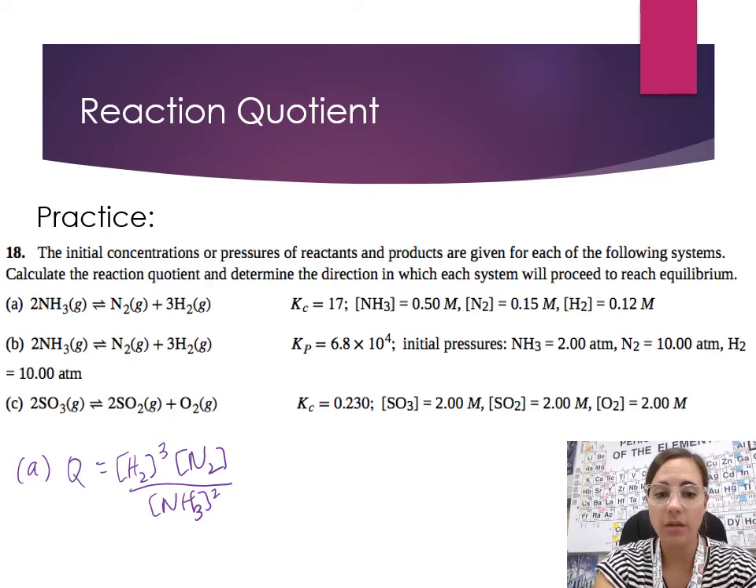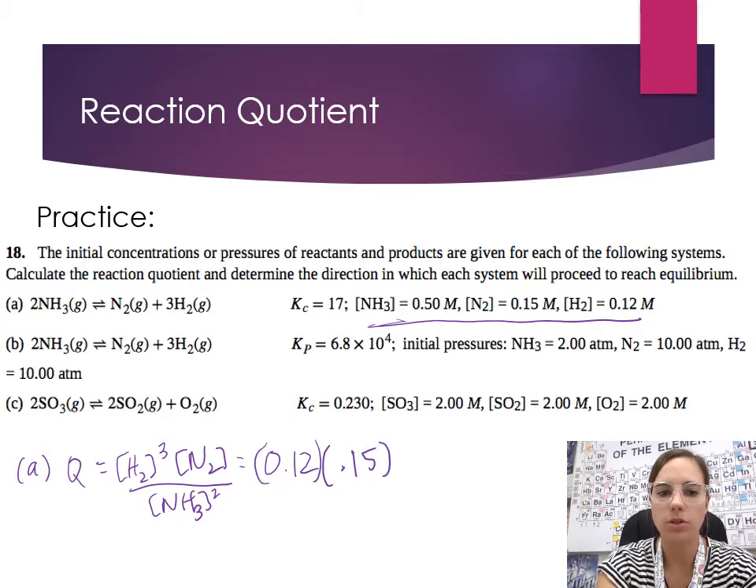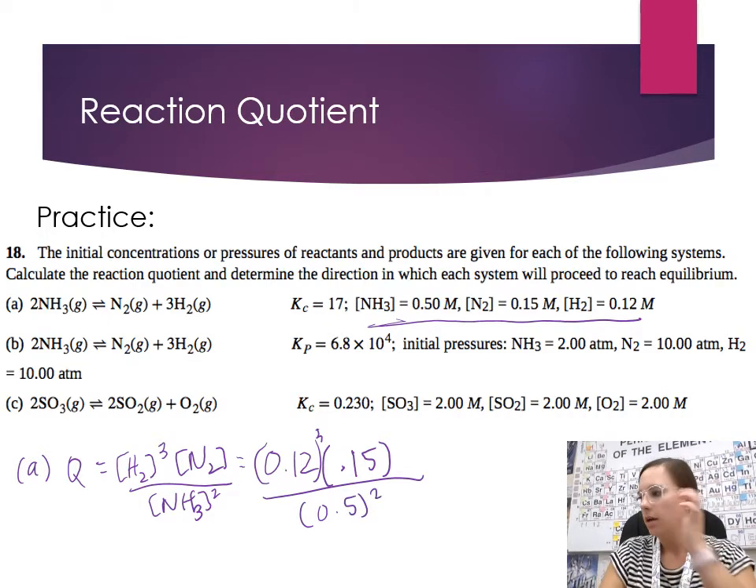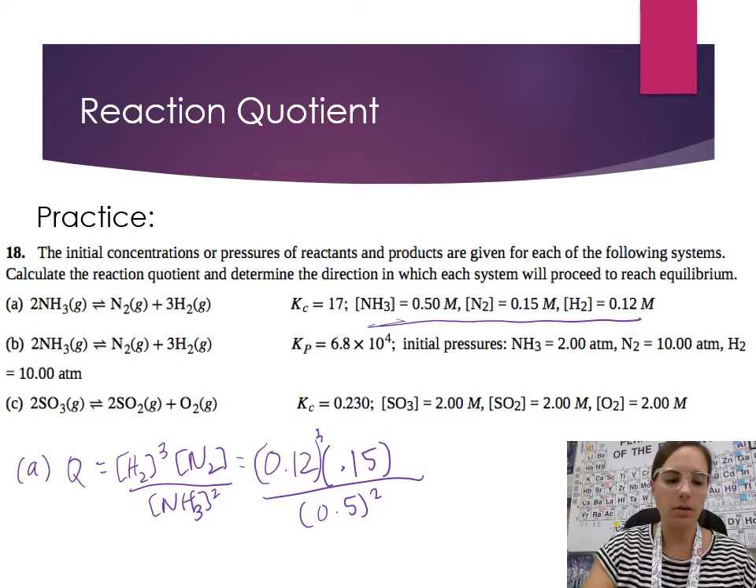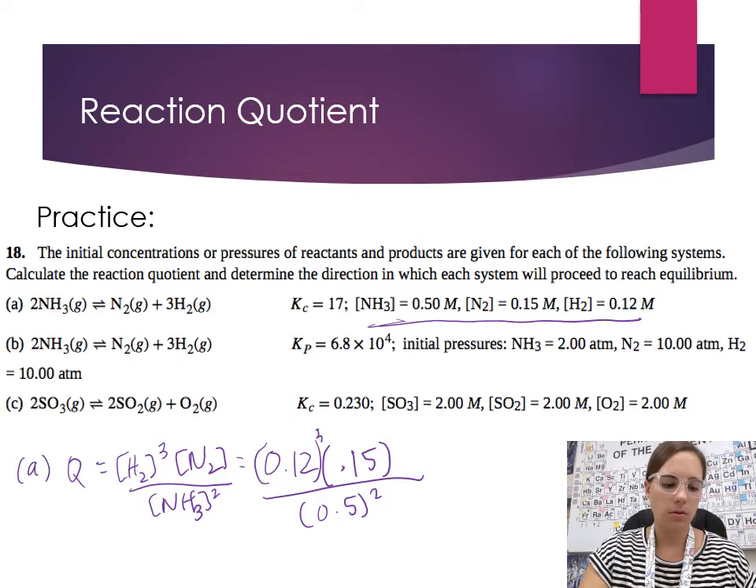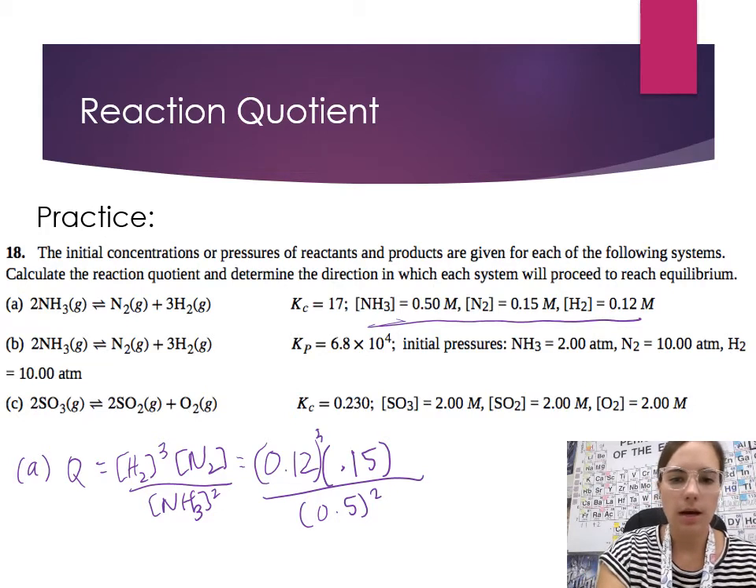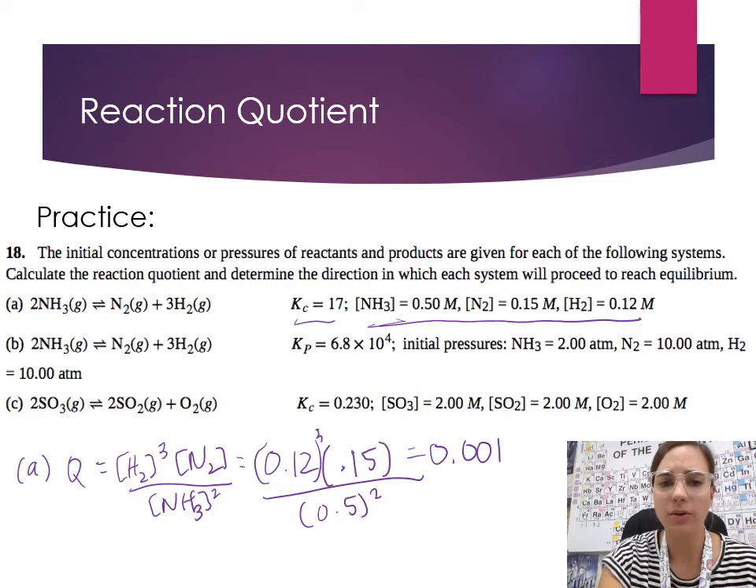Now that I've written my expression, I'm going to plug in the concentrations I'm given. So 0.12, 0.15, whoops, the 0.12 is cubed. See, I even wrote it and almost forgot. And then 0.5 squared. Now I'm going to plug this into my calculator: 0.12 cubed times 0.15 divided by 0.5 squared. And I got 0.001. Well, my K value is 17.